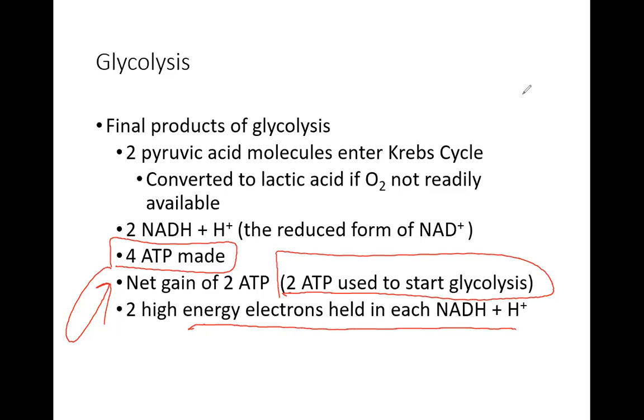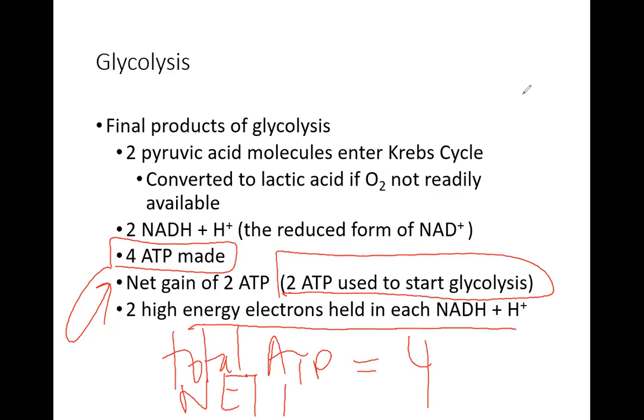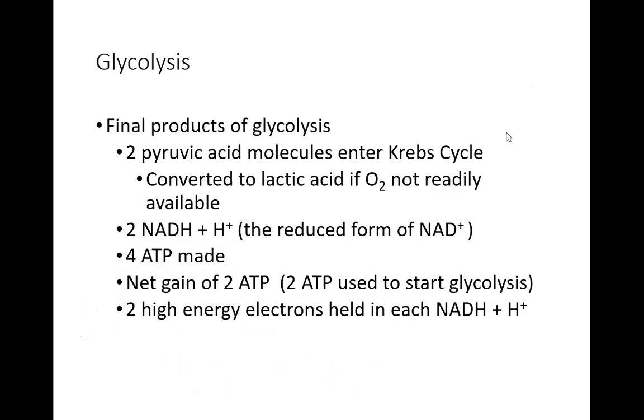Now, test-wise on this, if the question asked you for total ATP for glycolysis, the answer is 4. If it asks you for the net number of ATP, the answer is 2. Important thing to keep straight. Keep straight between total and net. Okay, now let's move on.